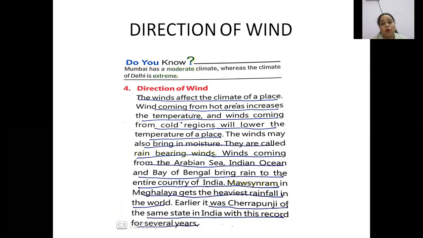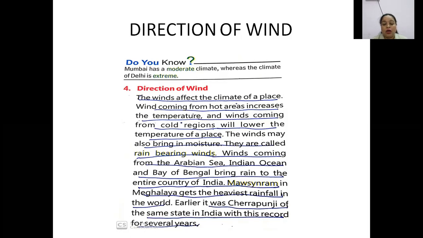They take up the water from the sea, and this water gets collected in the form of clouds, and when they come to India, they bring rainfall. This is the mechanism of Indian rainfall. You will read about this mechanism of rainfall or monsoon season in the higher classes. So they bring rain in the entire country. India gets rain only by these moisture-bearing winds.